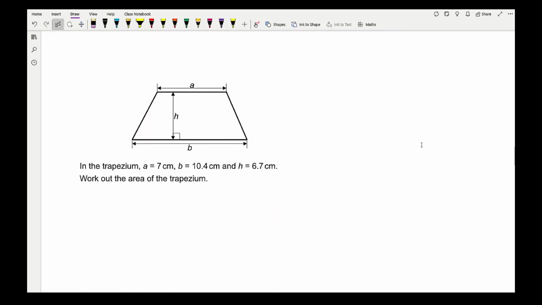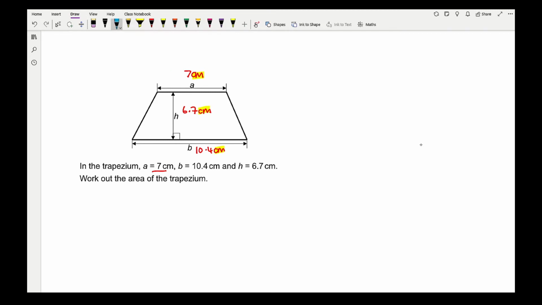So moving on to our first question, looking at trapeziums. Now here, it's not labelled on the diagram what the lengths are, so what I'm going to do is just write down what the numbers are. A is 7 centimeters, B is 10.4 centimeters, and H is 6.7 centimeters. So again, just make sure that all the units are the same. Working in centimeters is absolutely fine.